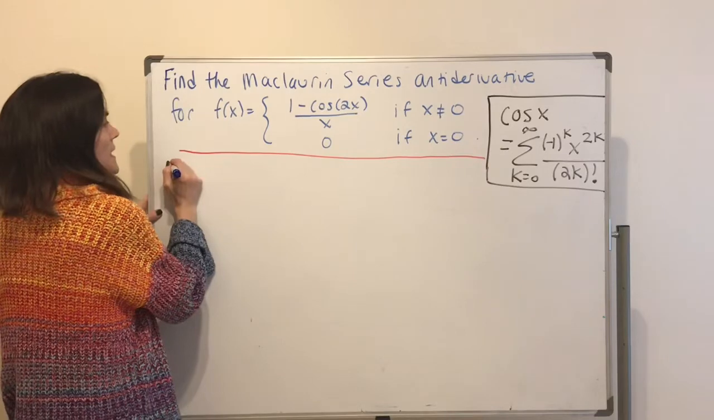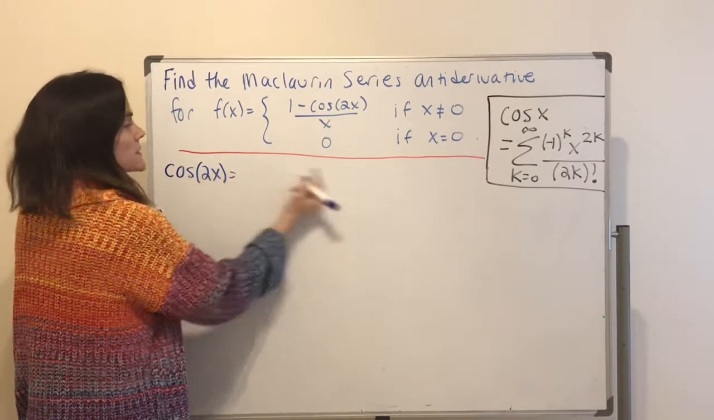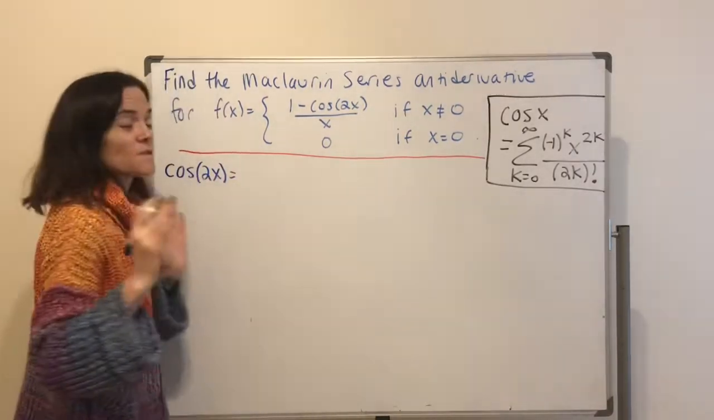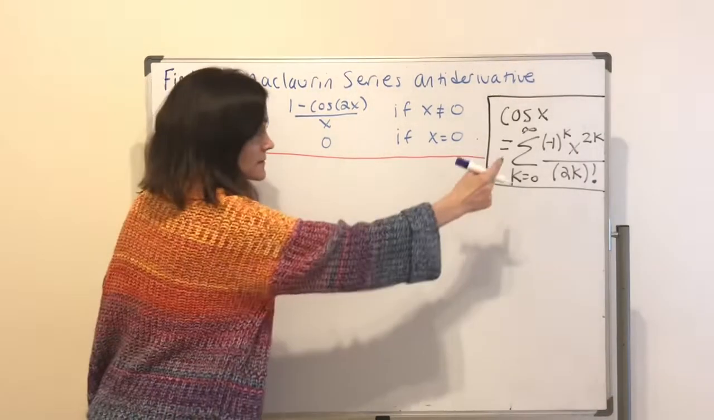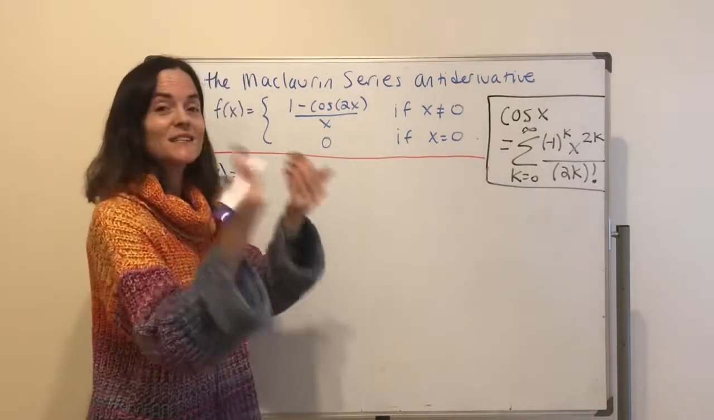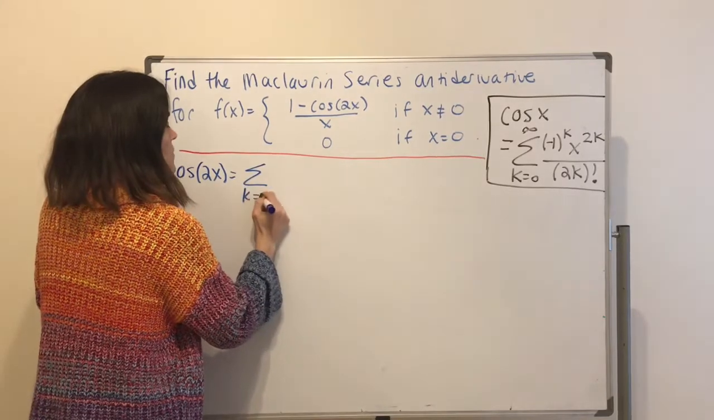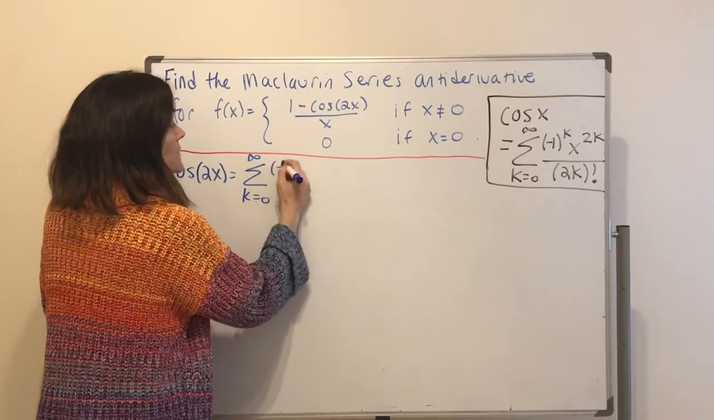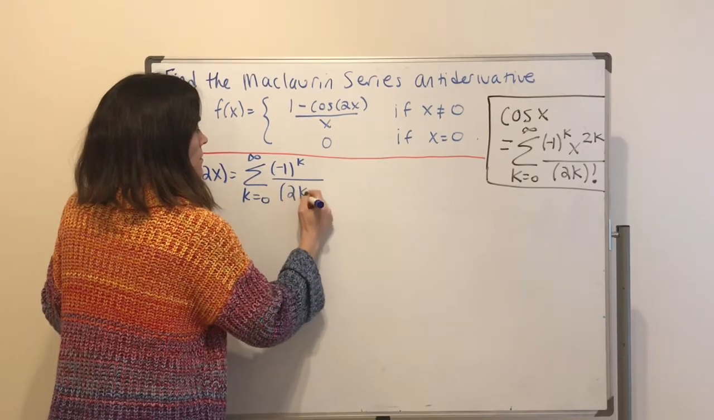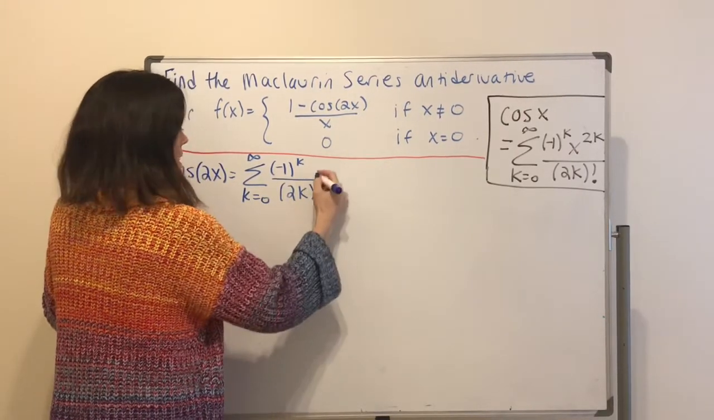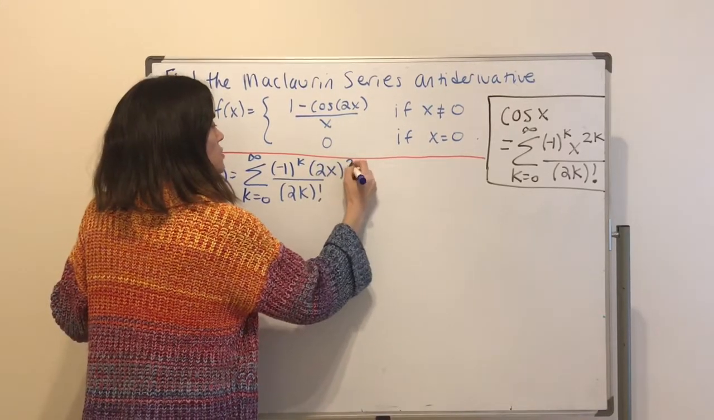Okay, so let's begin with finding a power series for the cosine of 2x. This first step is composition. So everywhere you see an x, you put in a 2x. We have k equals 0 to infinity. The coefficients remain. I see an x to the 2k, I put in 2x to the 2k.